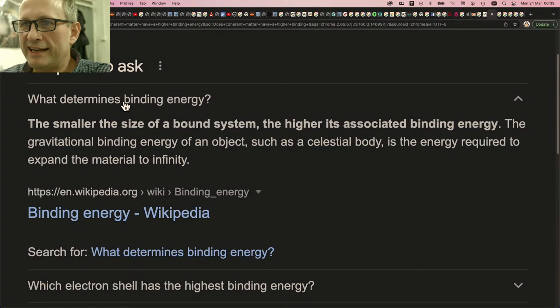what determines binding energy? The smaller the size of a bound system, the higher its associated binding energy. The gravitational binding energy of an object, such as a celestial body, is the energy required to expand the material to infinity. Okay? So, as material goes into the center of our structure, its binding energy is going up.